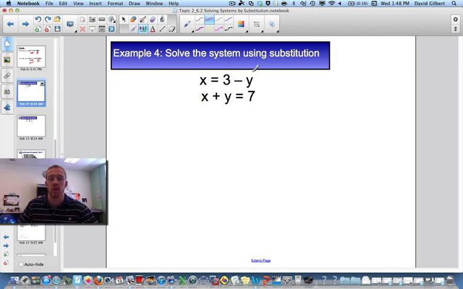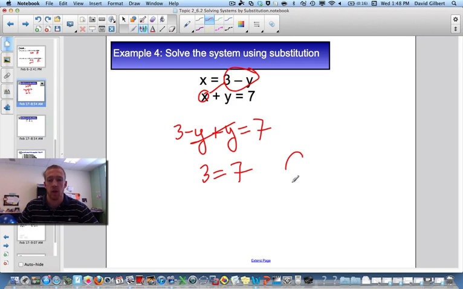Alright, so let's try another one here. x is alone, so I substitute this in for x. 3 minus y plus y equals 7. Those cancel, that gives me 3 equals 7. So that's no solution.